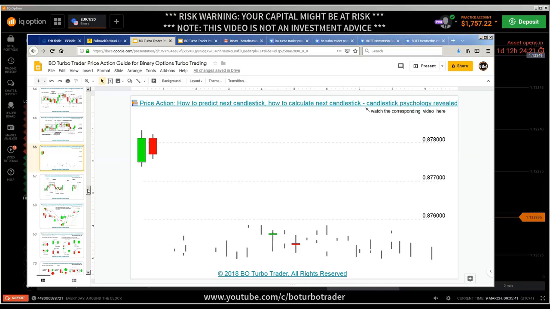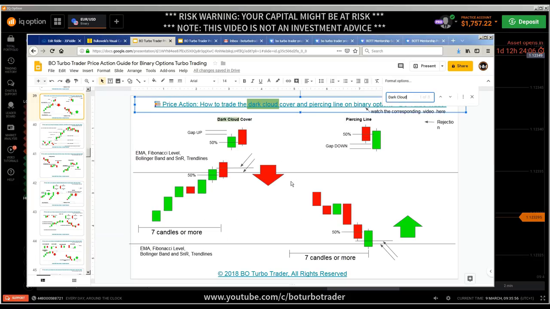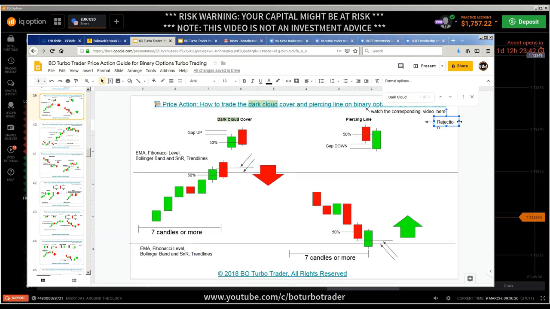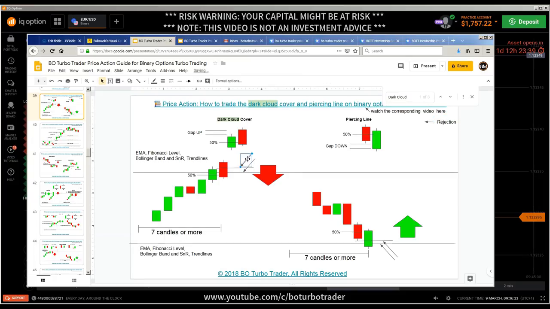I will show you exactly what I'm going to do. So let me search here for the dark cloud cover. Here we have the dark cloud cover, such a kind of engulfing candle, and this engulfing candle is breaking the 50% level of this. You see here where I have drawn these lines, and these support and resistance levels are those levels where you have to trade the rejection. That is the rejection here, the arrows mean the rejection.